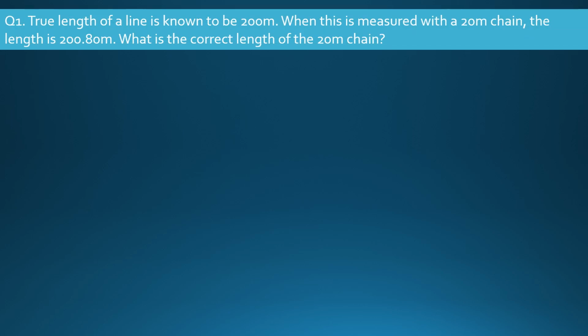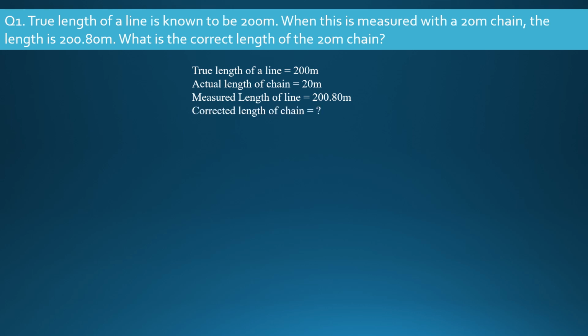In that, first is: true length of line is known to be 200 meter. When this is measured with a 20 meter chain, the length is 200.80 meter. What is the correct length of chain? So in the question, given is true length of line 200 meter, then the actual length of chain is 20 meter, and the measured length of line is 200.80 meter, and we need to calculate the corrected length of chain.